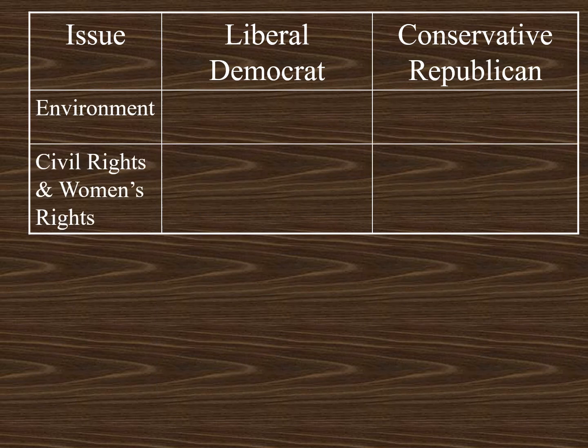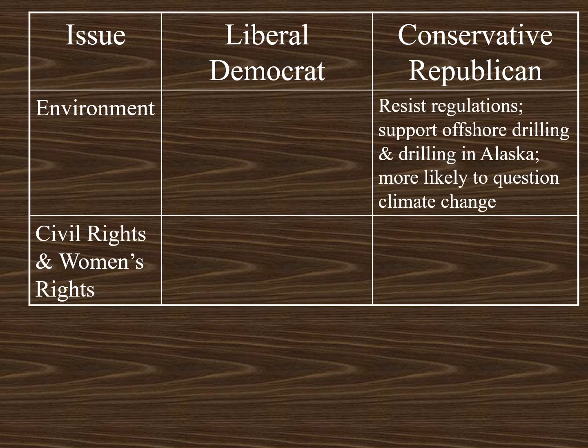I'd like to explore two more issues that divide Democrats and Republicans. Conservative Republicans would argue that increased regulations dealing with the environment would place an undue burden on businesses and would resist those regulations. They would support expanded drilling in Alaska and in areas like the Gulf of Mexico, drilling for oil. They would also be more likely to question human impact on climate change.